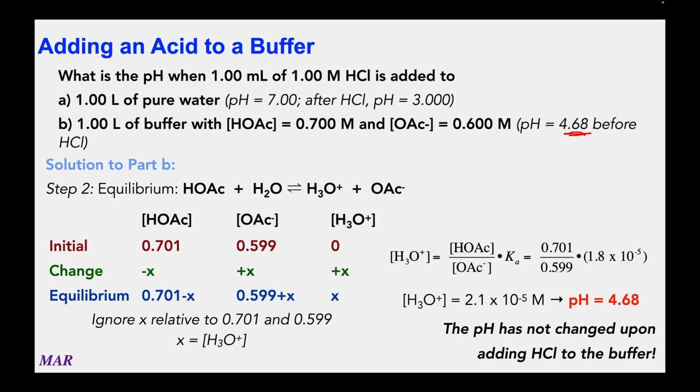Now the HCl did affect the buffer, all right? That's why the acetate went from 0.6 to 0.599, and the acetic acid went from 0.7 to 0.701. So it did make a difference. It's just so insignificant compared to the rest of it. It had no effect on the overall pH, which is crazy. So strong acids and strong bases don't have the same effect on buffers as they do on, say, pure water, which makes them kind of useful.